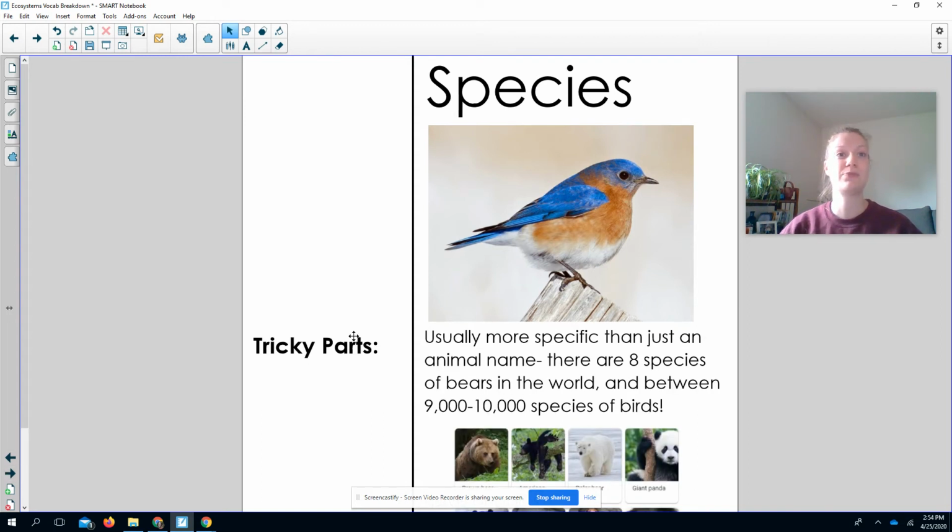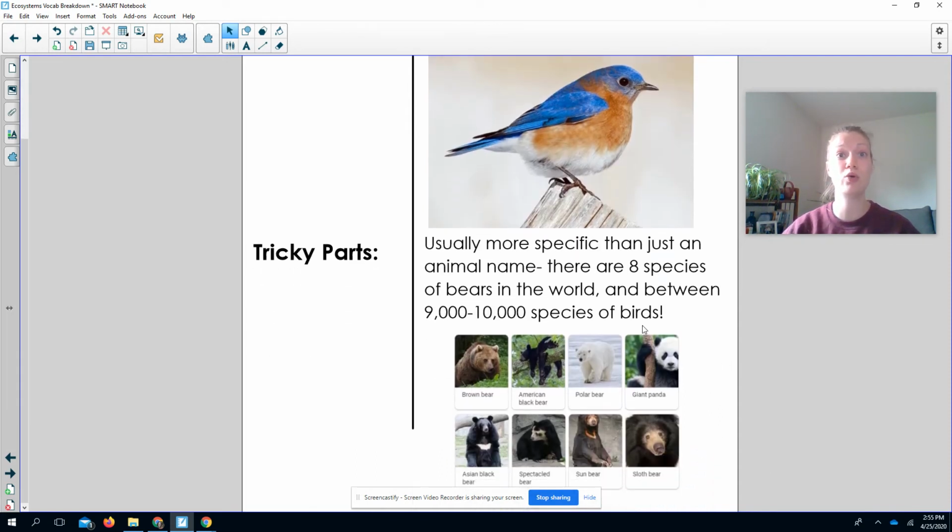The tricky parts about species is that there are tons of them. So when you say bear, that's not necessarily a species. In fact, there are 8 different species of bears in the world. So I pulled them all up on the Googly Bear to show them all to you. Brown bear, American black bear, polar bear, giant panda, Asian black bear, spectacled bear, sun bear, and sloth bear are all the living species. There are more species of bears that have become extinct.